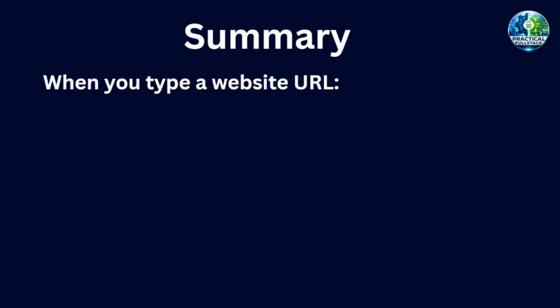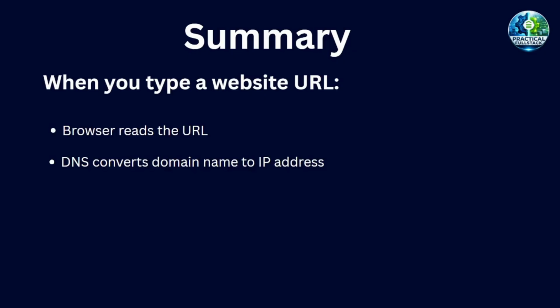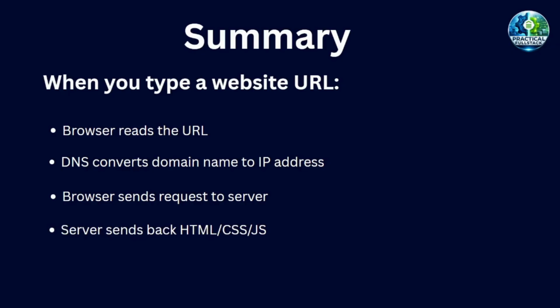So let's quickly summarize the entire process. When you type a website URL, first the browser reads the URL, then DNS converts the domain name into an IP address, the browser sends a request, the server responds with HTML, CSS, and JavaScript, and finally the browser renders the web page. If you're starting your web development journey, understanding this process is extremely important, because everything in web development, that is front end, back end, and APIs, builds on these core concepts.